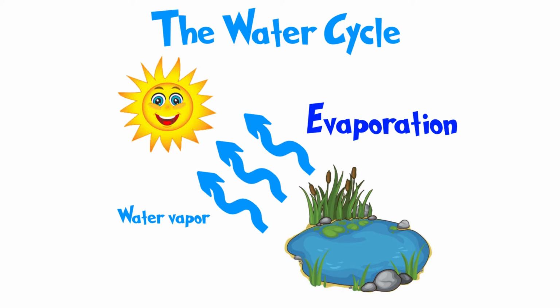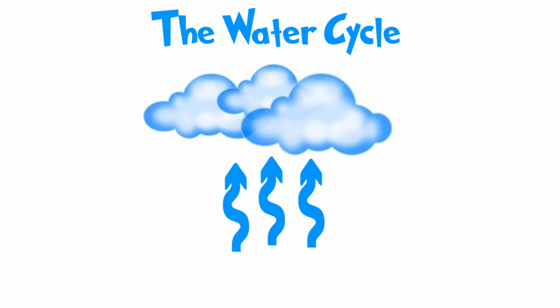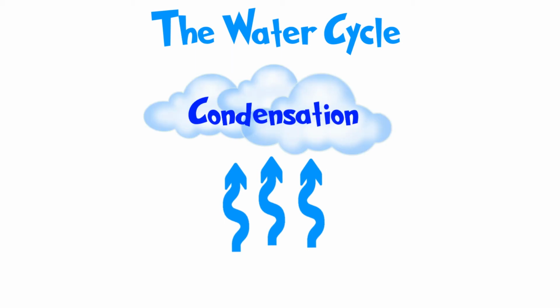As the water vapor rises high in the sky, it begins to cool. When water vapor cools enough, it will turn back into liquid, normally in very tiny droplets of water. These tiny droplets often form clouds. The process of water vapor turning back into liquid water is called condensation.